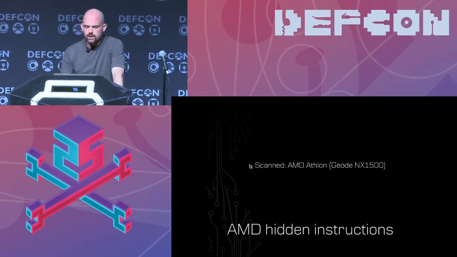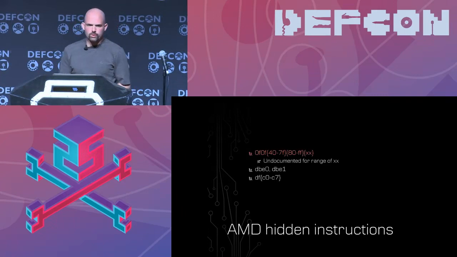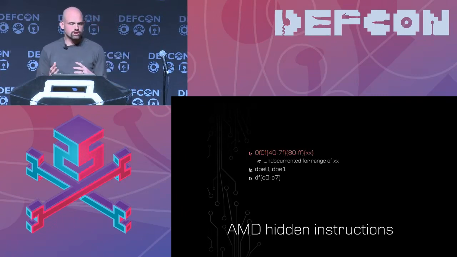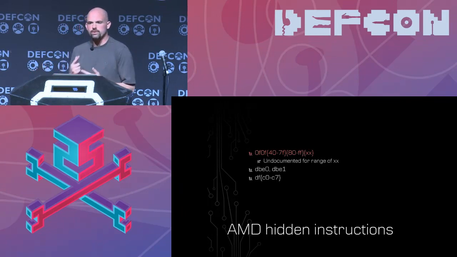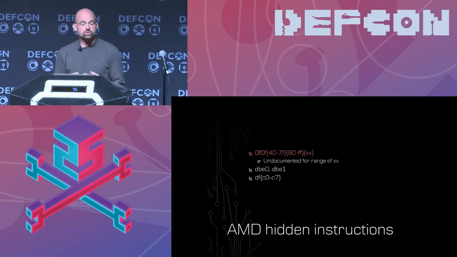I scanned an AMD Geode processor. And what I found when I started scanning processors from other manufacturers is that there was actually a lot of overlap in the undocumented instructions between these processors, which kind of indicates that there's some collaboration going on between different manufacturers as to what these undocumented instructions are actually going to be doing. So the really interesting parts, I thought, were the places where there was no overlap, where this was really a unique set of instructions only on that processor.